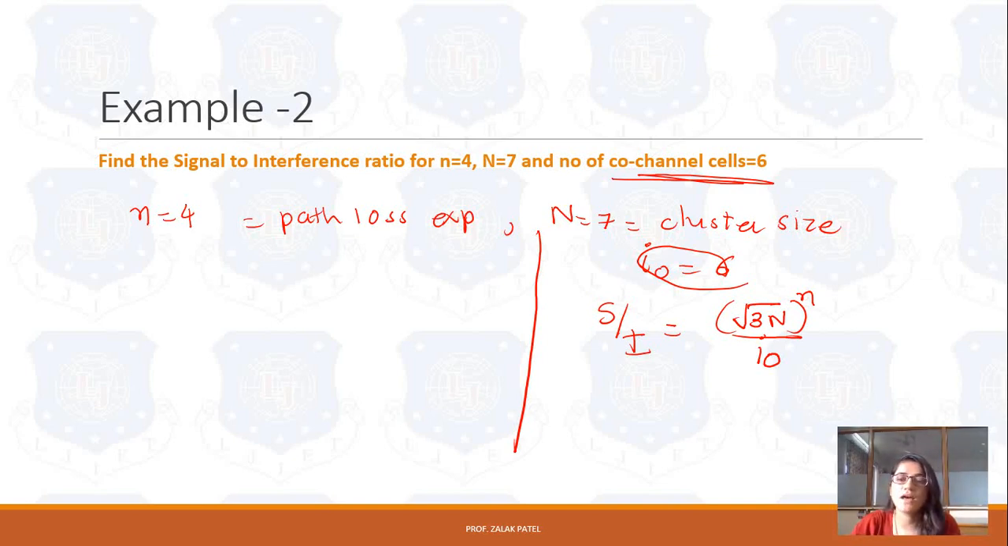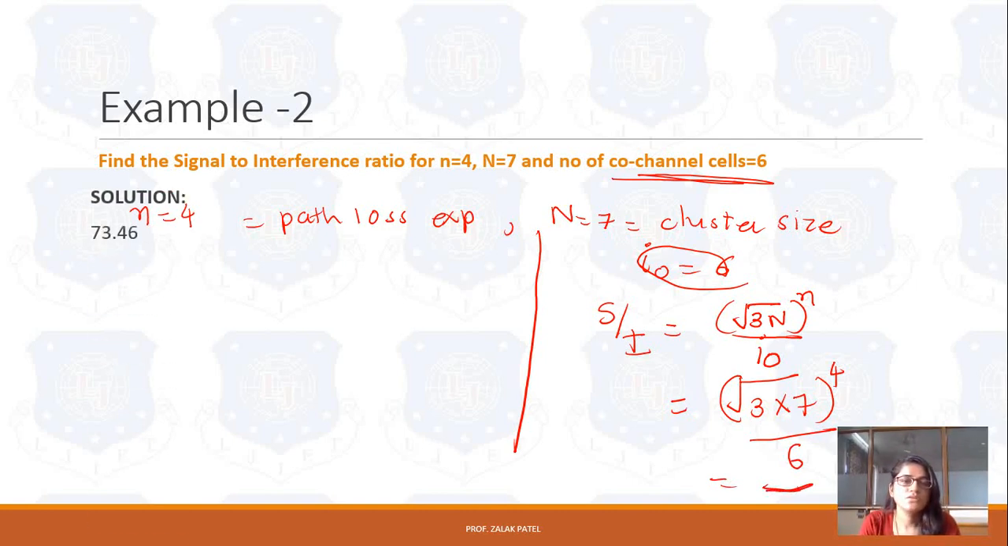So we have all the values, so let's put them in the equation. It can be written like this: 3 into the cluster size, that is 7, raised to small n, which is 4, upon I0, the number of co-channel cells, which is 6. So this gives the answer of signal to interference ratio, and it is 73.46. If you calculate this, the answer is 73.46 in terms of value.